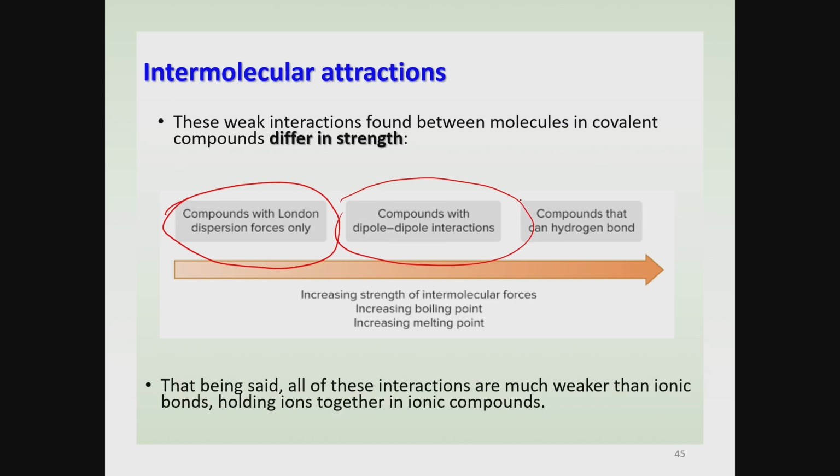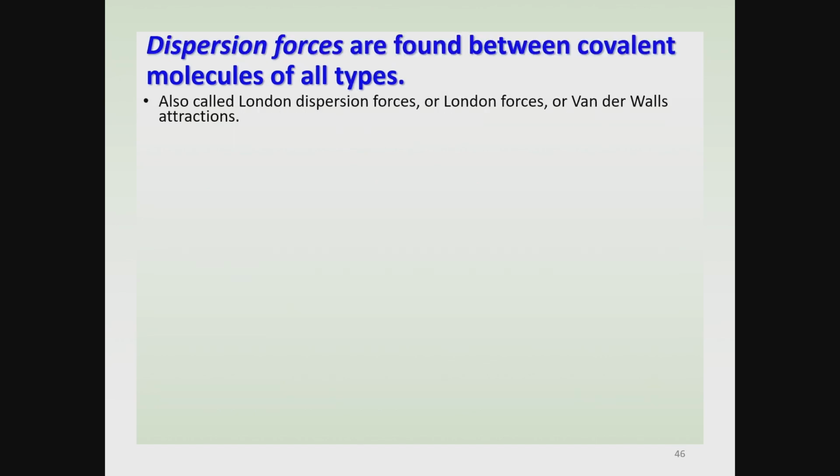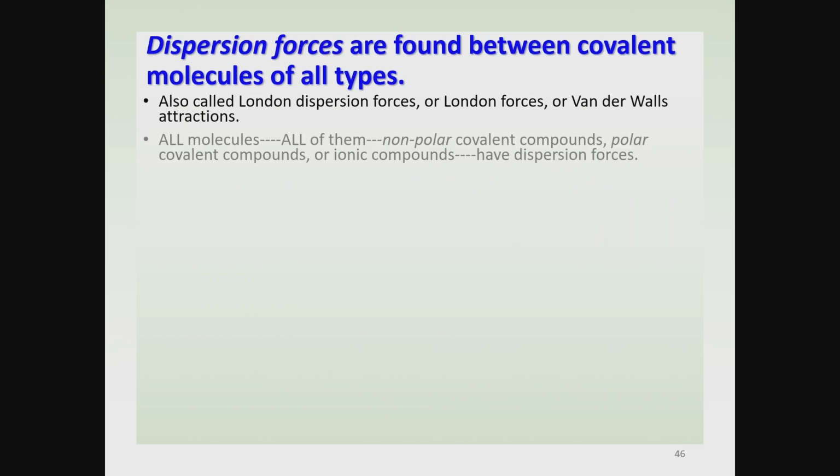And then a subset of molecules that have dipole-dipole interactions have hydrogen bonds, and the interactions between molecules which have hydrogen bonds are a little bit stronger. And so that will increase the boiling point and the melting point of that compound even further. Okay. So moving on. First off, I want to talk about dispersion forces.